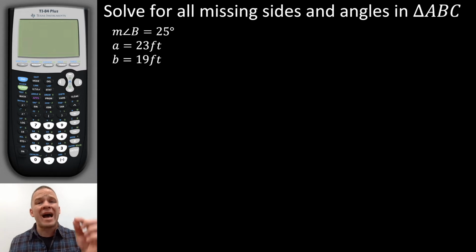Mr. Allen here. We're about to do some non-right triangle trig. We want to solve for all missing sides and angles in triangle ABC. All we're given is angle B, side A, and side B. So let's first draw up a triangle.